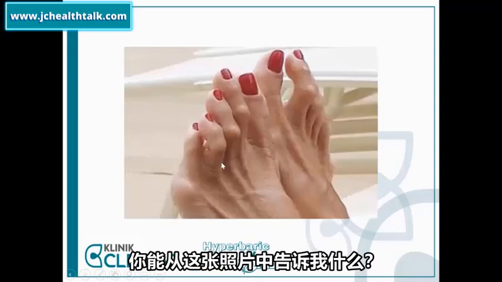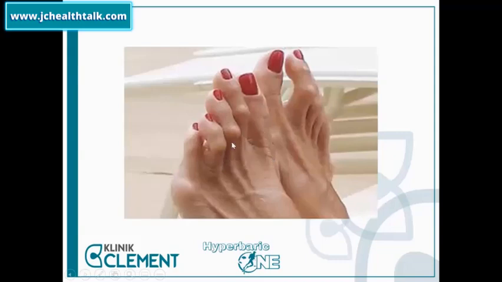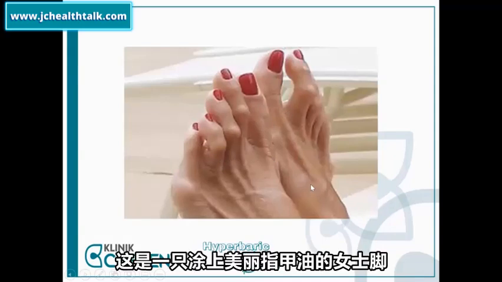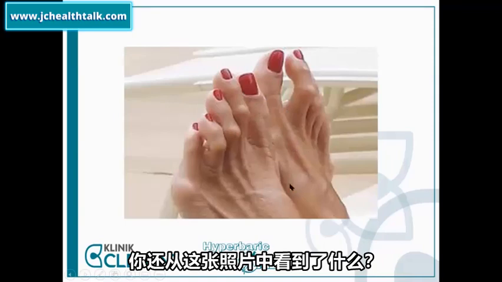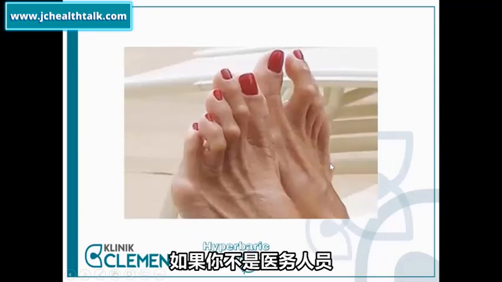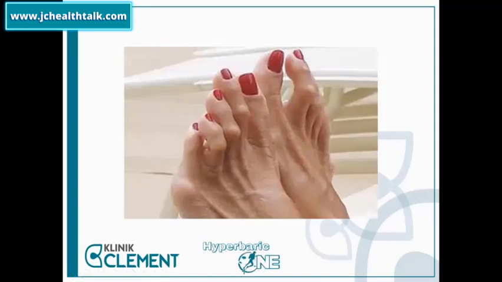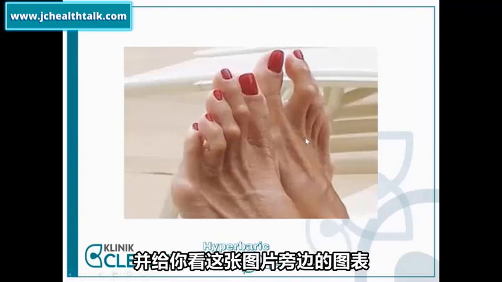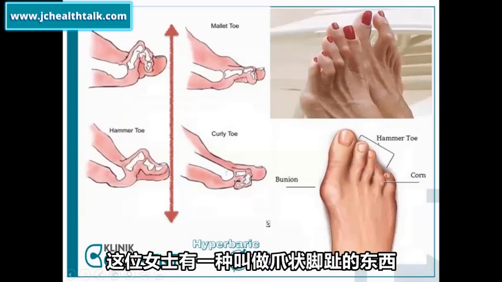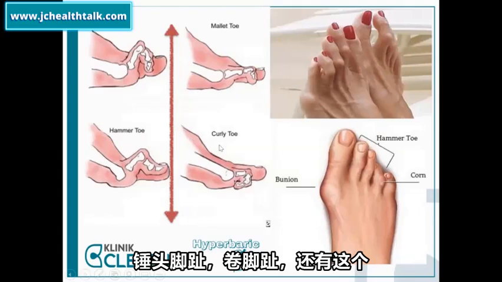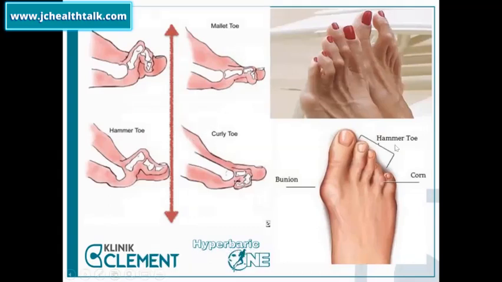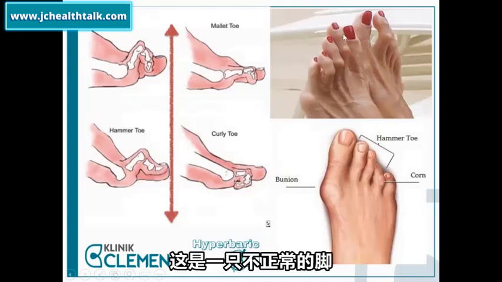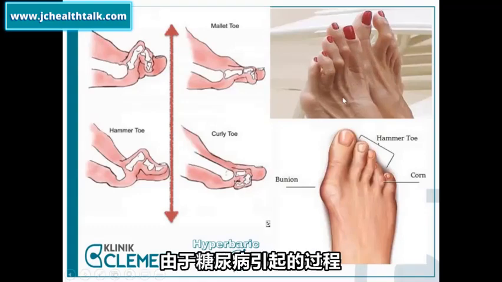Okay, look at this picture, and what can you tell me from this picture? It is a lady's foot, nicely varnished. And what else can you see from this picture? If you are not a medical person, you may not see much, but let me educate you as a medical person and show you the diagram next to this picture. This lady has something called claw toes, hammer toes, curly toes, and this one as well. So this is an abnormal foot, and the toes are abnormal too because of the process caused by diabetes.